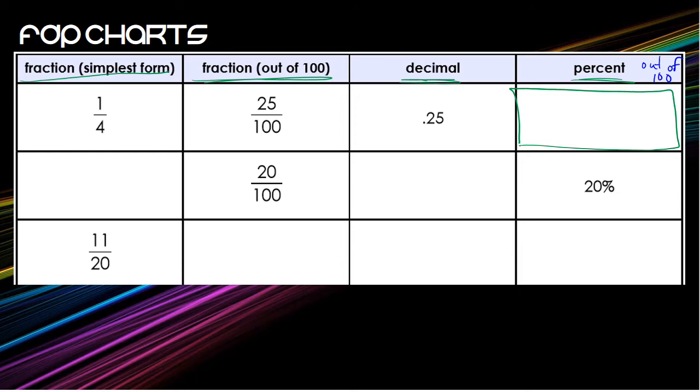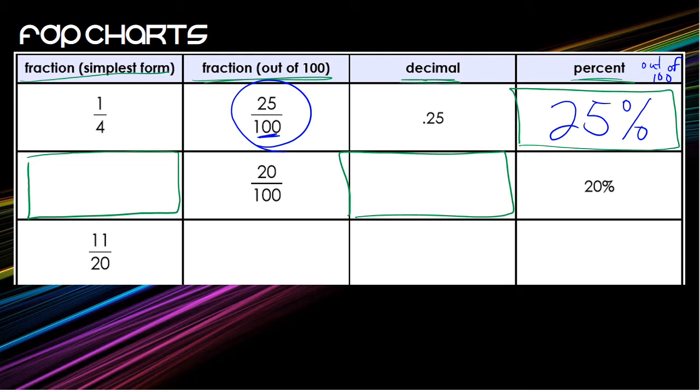And we can go ahead and take our fraction 25 hundredths. We know that if our denominator is out of 100, our numerator is the percentage. So our numerator here is 25%. We can write that as 25 with a percent sign. In our second row here, we have 2 missing spots. We're missing our decimal, and we're missing our fraction simplified. So for our decimal, we take a look at 20 hundredths. We write 20 hundredths as a decimal. We write that as 0 and 20 hundredths.